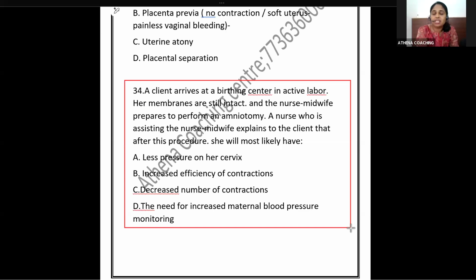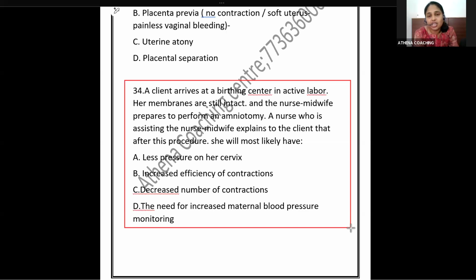So we will read the options and remove the wrong answers. Option 1 says less pressure on her cervix. In amniotomy, the entire fluid will move out, and with the same pressure the fetus will also come down. So the pressure usually will increase towards the cervix.